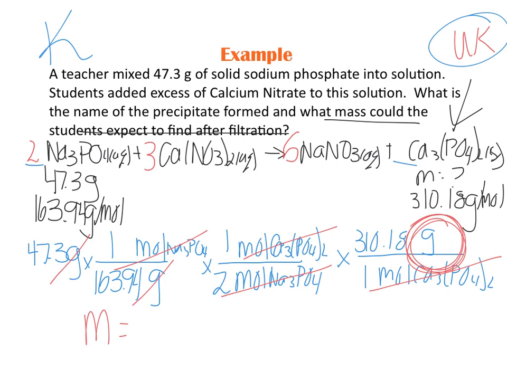So for the mass, we're going to calculate everything multiplied across the top. So 47.3 times 1 times 1 times 310.18. Press enter in your calculator. Now store that number. What you're going to do now is multiply 163.94 times 2 times 1 and press enter. And you're going to divide your top number by your bottom number. What you should get for a mass is 44.7 grams of calcium phosphate is produced.